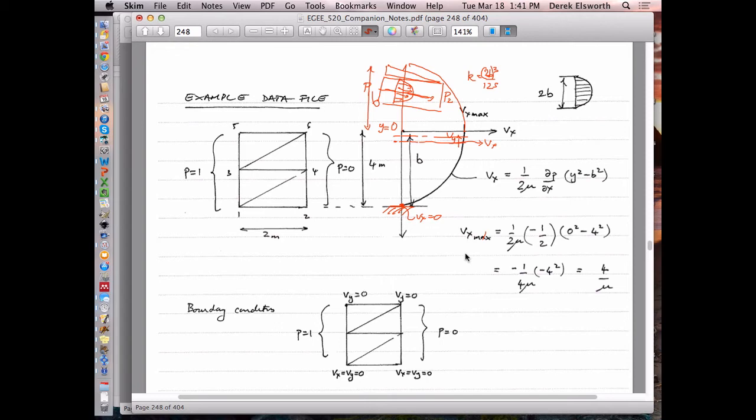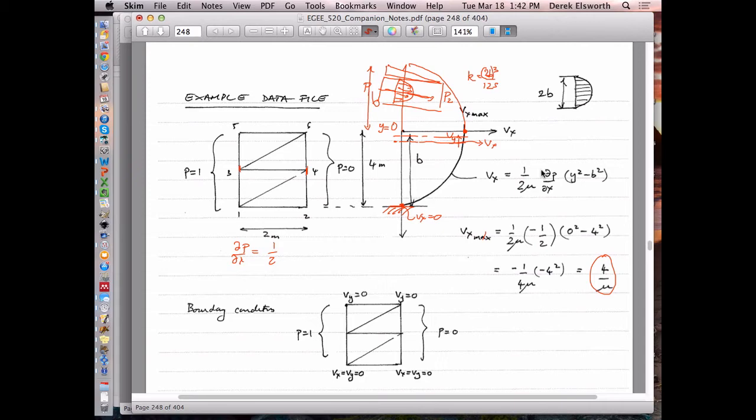If we calculate the maximum magnitude, it's going to be at this point where y equals 0, and it turns out to be 4 divided by the viscosity of the fluid, for the case where the pressure goes from 1 upstream to 0 downstream over a length of 2 meters, so dp/dx has to be equal to 1 over 2. I didn't put units in, but the units must be consistent. So yeah, this term here.